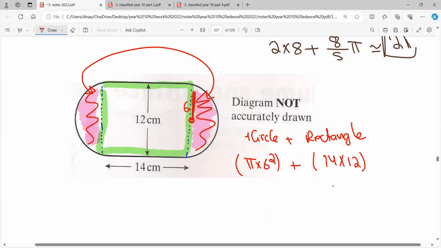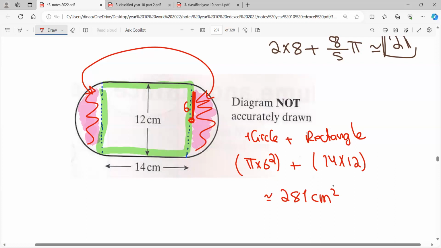Right away. And this is another composite shape. Now on the calculator, shift pi times 6 squared plus 14 times 12, and then I'll get an answer after rounding of 281 centimeters squared. Okay, so we did the numerical questions, the basic, the creating equations, and then the composite.